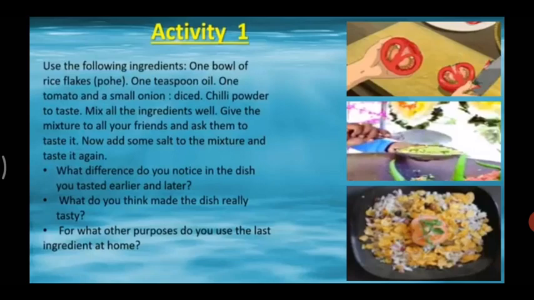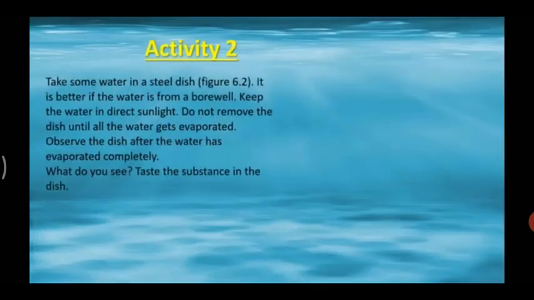And the third answer is, where all we use salt. So we use salt in our kitchen for almost all the ingredients or all the items that we prepare. We require salt in all the things that we prepare. Why? Because it gives us taste. Okay, let's move forward. Now the next activity.